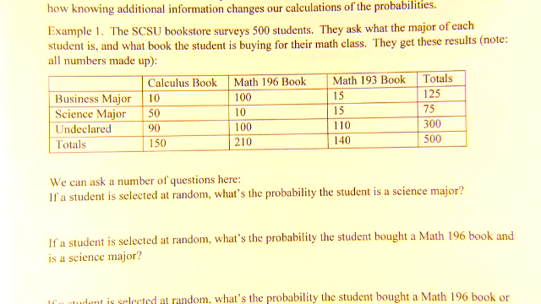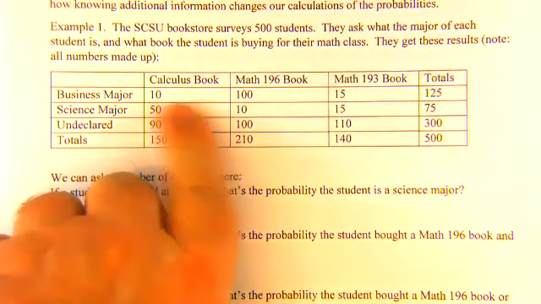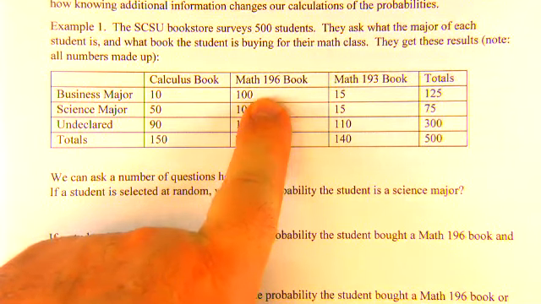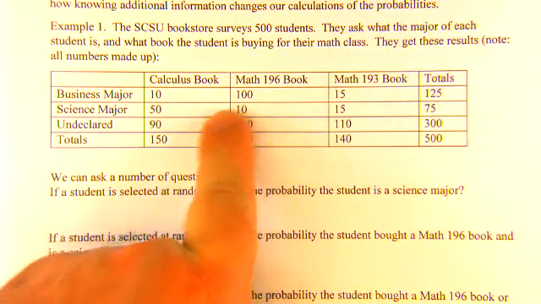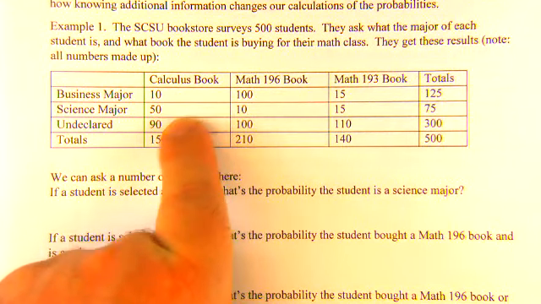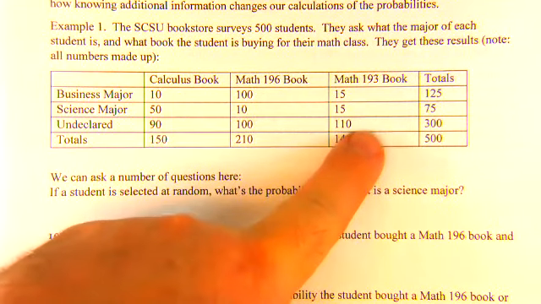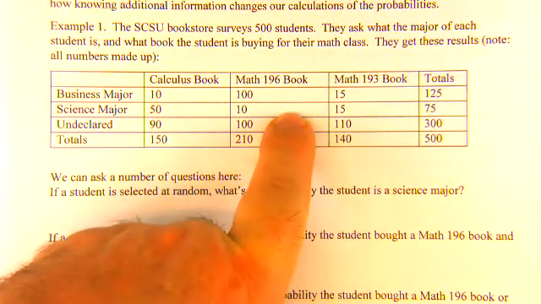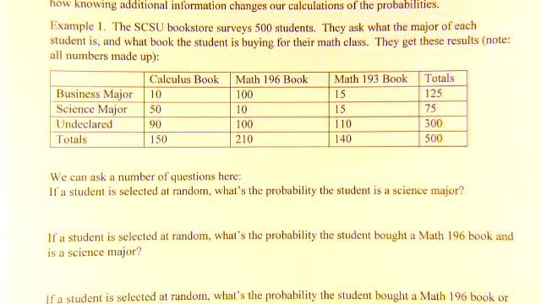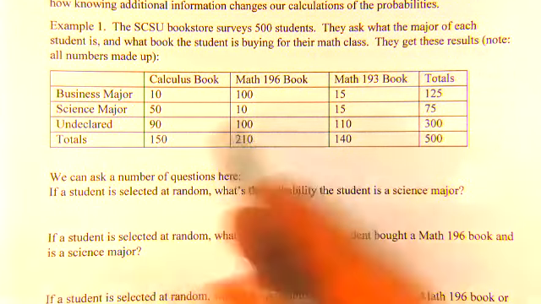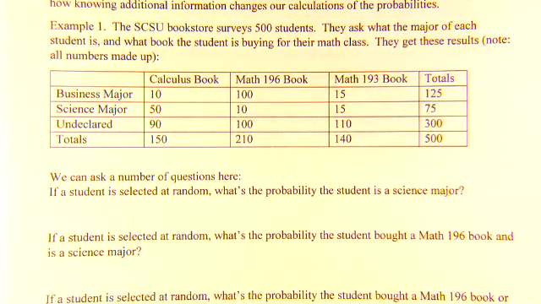So if you're a business major, you buy Math 196 books because that's the business class. If you're a science major, you probably buy a calculus book. If you're undeclared, you probably buy a Math 193 or a Math 196 book, or a science or calculus book, depending on which class you're going to go in. So you can ask questions of this data, and you see this kind of data all the time in any kind of analysis.